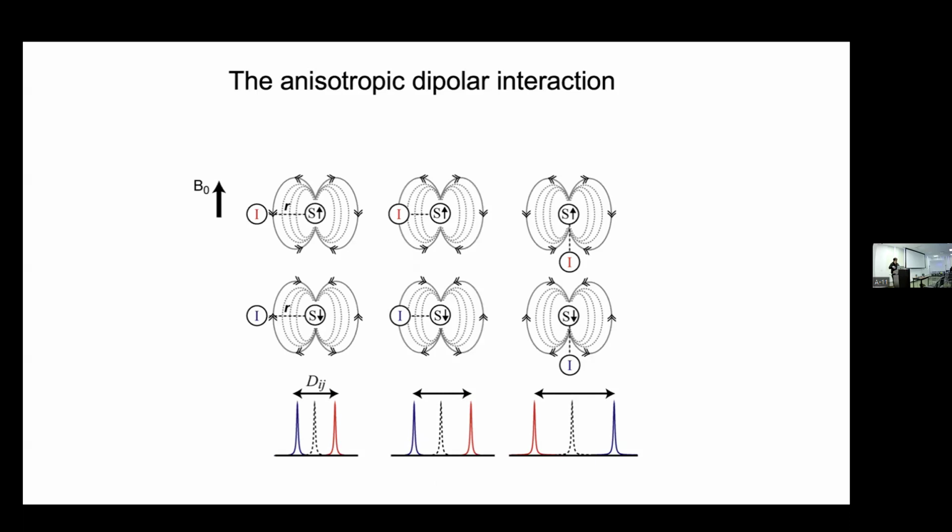And the magnetic fields that are coming out of the nucleus of the proton generate a local field at the spin I. And so, for example, in the top left, let me see if I can use the cursor.